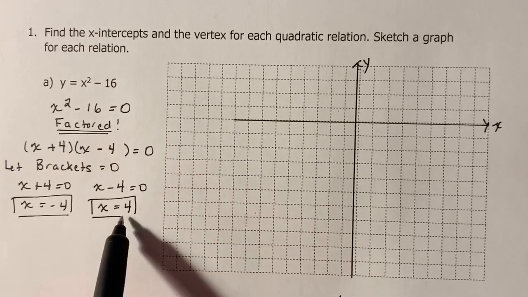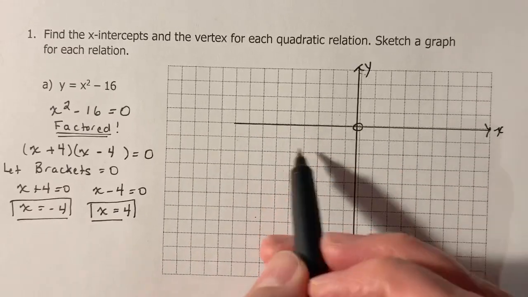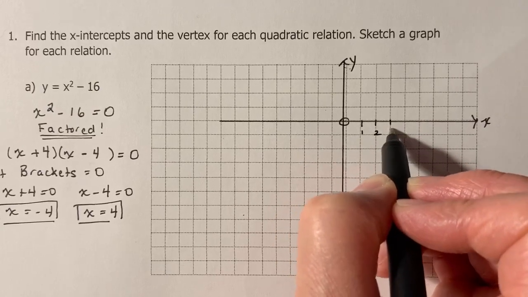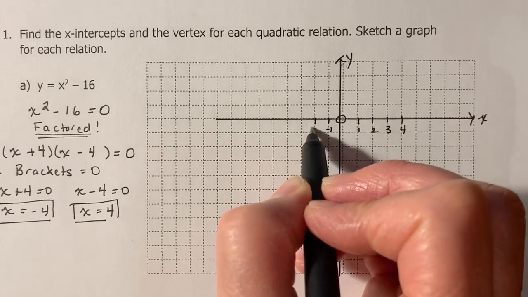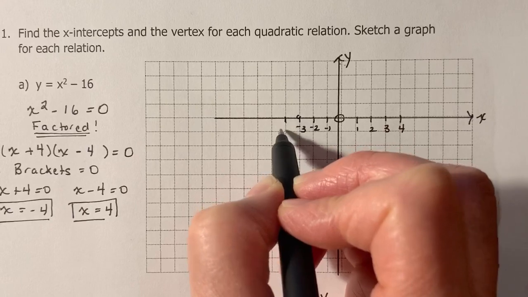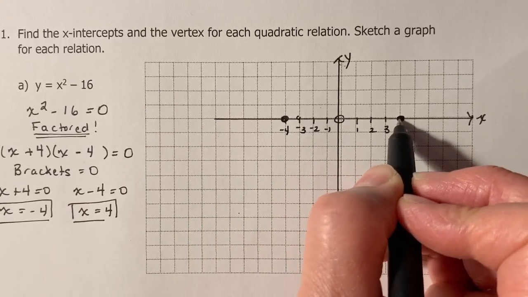So I can plot these on my grid. And at this point, you're going to decide what scale and how much space you're going to go by. So I'm going to go by space of 1 and a scale of 1. So I plot my two x-intercepts. I have one right here at -4, and the other one here at +4.